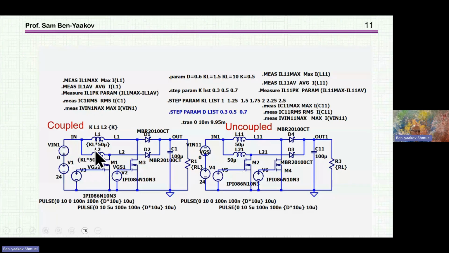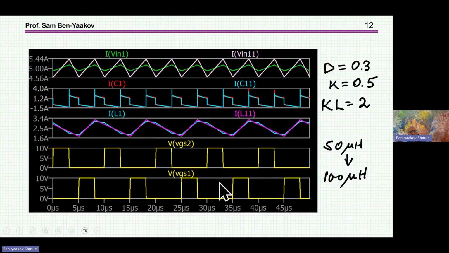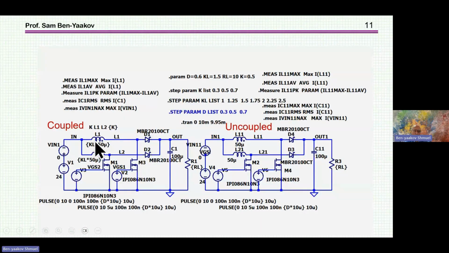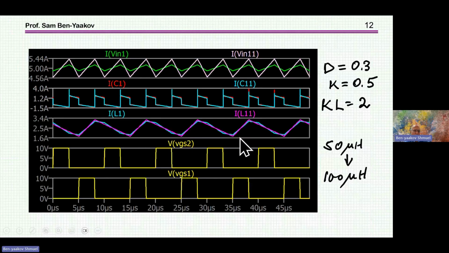Okay, so this is the coefficient of how much larger this inductor is than this one. And here is a run in which I've already tuned the two to have the same ripple in the inductor. So one is the coupled and the other is the uncoupled. And here you see that the ripple is the same.